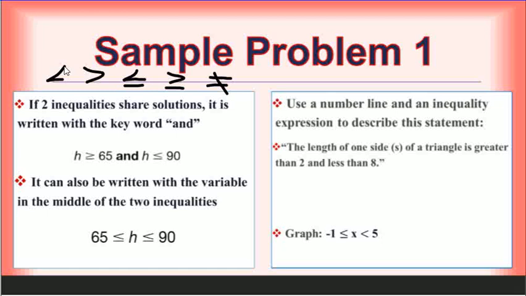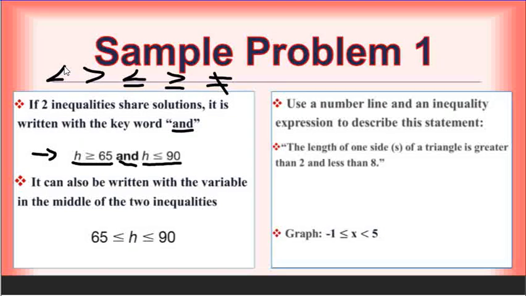If two inequalities share solutions, it is written with the keyword and, and we can call that a conjunction. So down below here, we have two inequalities. H is greater than or equal to 65, and our keyword, H is less than or equal to 90. So all the numbers between 65 and 90, they share both inequalities.